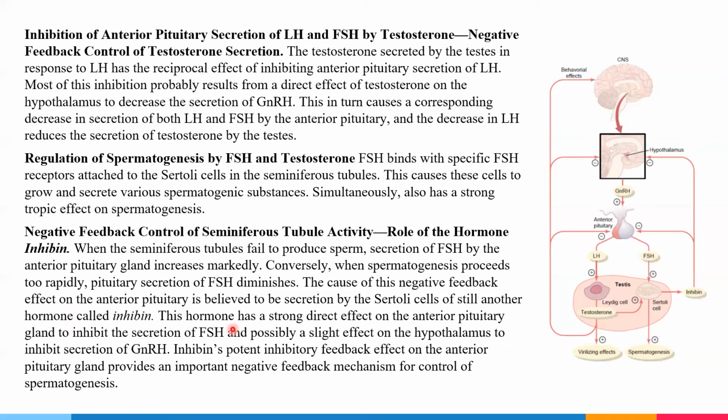This hormone has a strong direct effect on the anterior pituitary gland to inhibit the secretion of FSH, and possibly a slight effect on the hypothalamus to inhibit secretion of GnRH. Inhibin's potent inhibitory feedback effect on the anterior pituitary gland provides an important negative feedback mechanism for control of spermatogenesis.